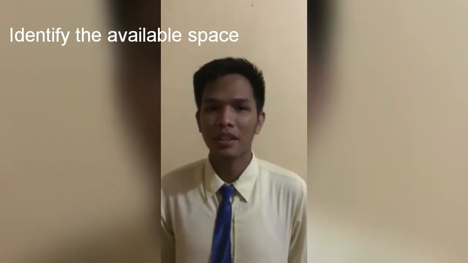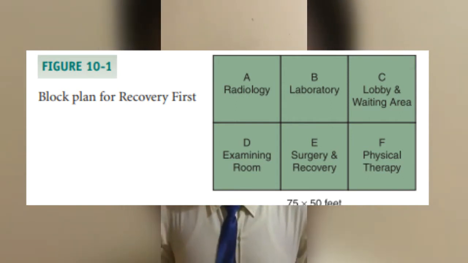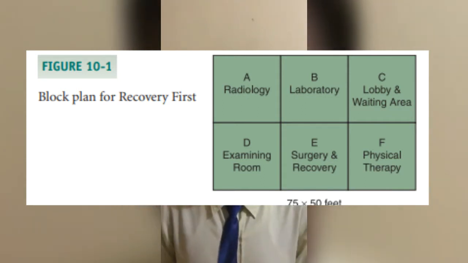The second one is identify the available space. It is best seen by using a block plan, a schematic that shows placement of departments in a facility. It is required to meet the total space needed of the facility, which is 3,750 square feet. As you can see in the illustration, the schematic plan is 75 times 50 feet. That is equal to 3,750 square feet.